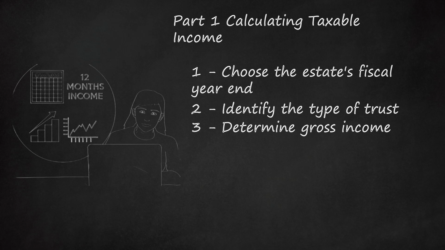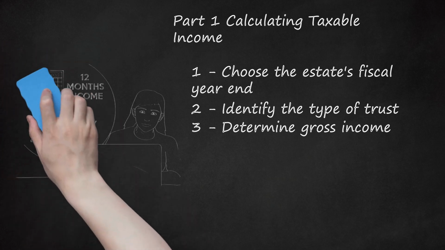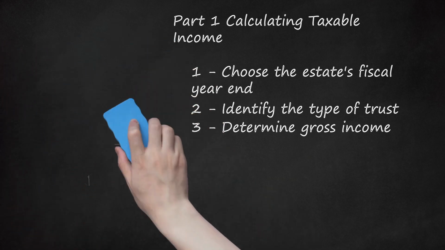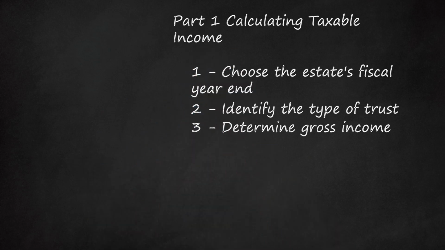Generally speaking, gross income is all income received by the estate during the 12 months that constitute the estate's fiscal tax year. In the case of a trust, this is a calendar year. For other income-producing estates, count back 12 months from the date you chose for the estate's fiscal year to end and include all income received during that time.